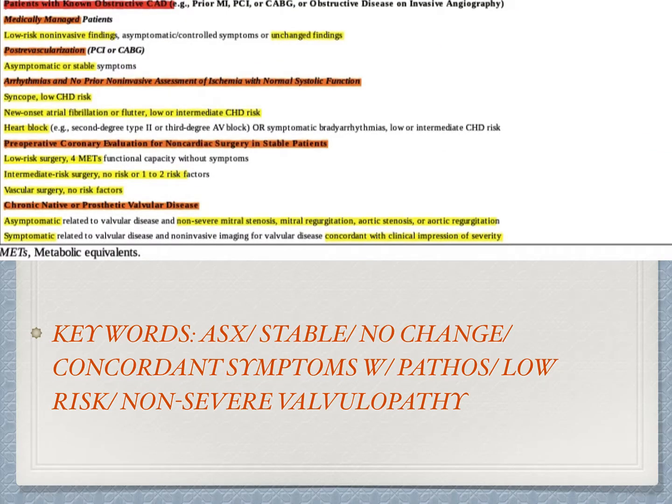In this other slide, you can see patients with known obstructive coronary artery disease. What are the keywords here? Patients that are asymptomatic, that are stable, without changes in their symptoms, with symptoms concordant with the pathology you are suspecting. Low risk patients and without severe valvulopathies. Those patients, think twice about taking them to the cath lab.